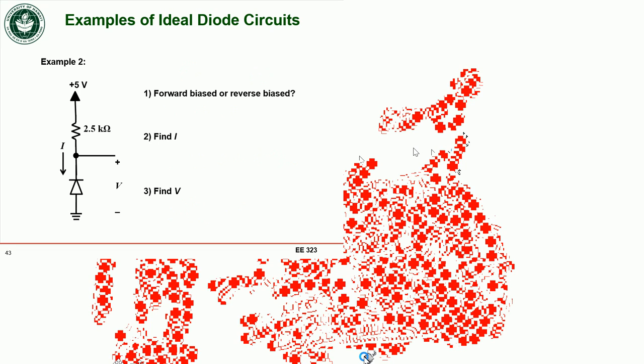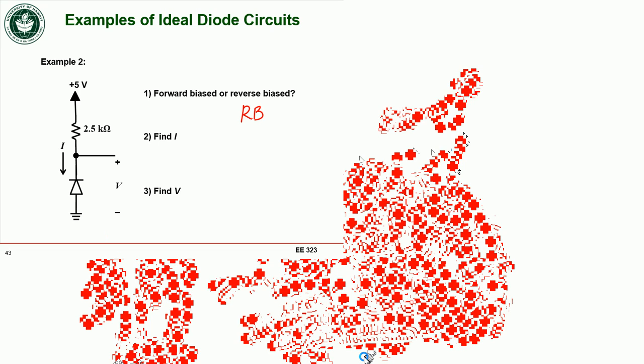Okay, let's look at a second example. All I did here was flip the diode around. So now, what do we want to guess is the bias condition on the diode? Probably reverse biased, because my current wants to go from the higher potential to the lower potential, and that is opposite to the direction of the diode.